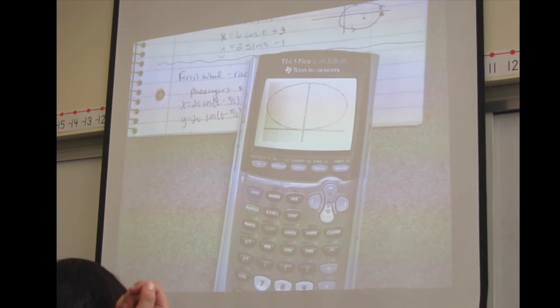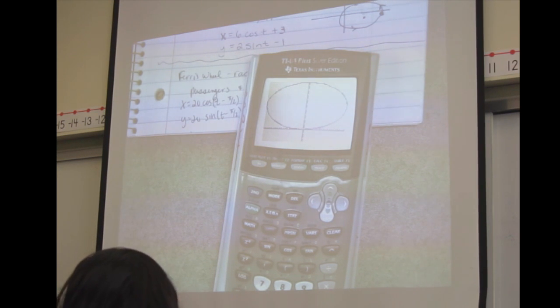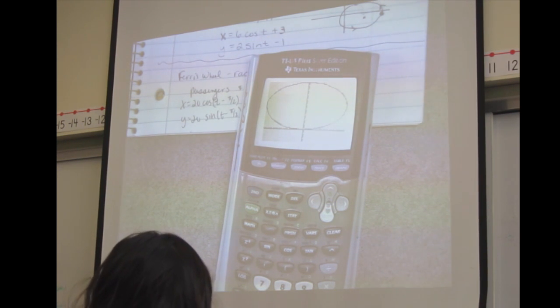Do you remember from trig, way back long ago, over 2 years ago? See if you remember what the period was. It had to do with B. 2 pi over B. I knew there was a 2 in there. That's right. So the period is 2 pi over B. I want the period to be 12, so that means B needs to be pi over 6.